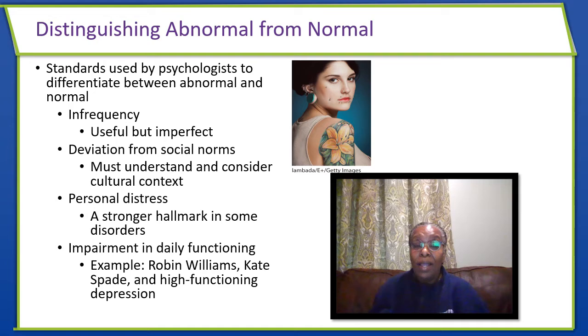So experts try to consider each of the four factors when we're defining abnormality. But the last two factors, basically personal distress and impairment in daily functioning, will generally have more weight than the first two factors, which would be infrequency or deviation from social norms.